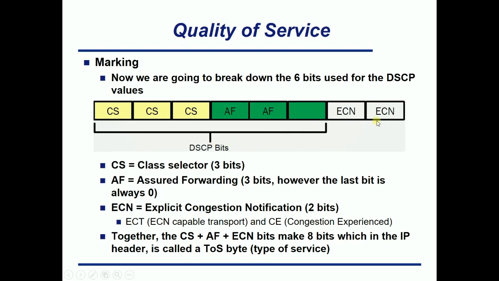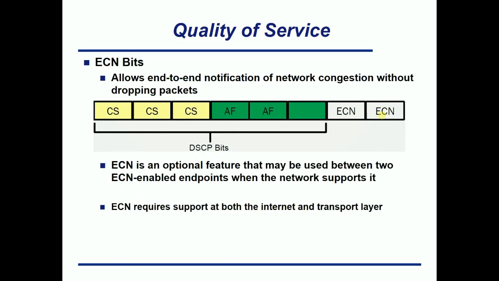Now in the last 2 bits of this ToS byte, we have the ECN bits, which stands for explicit congestion notification bits. The very left bit is called the ECT bit, which is the ECN capable transport, and this right bit is considered the CE bit, which is congestion experienced. Together, these 8 bits make the ToS byte in the IP header.